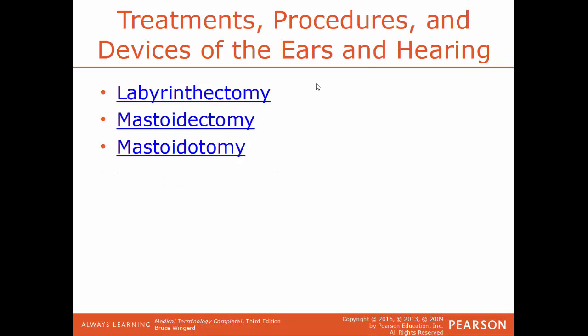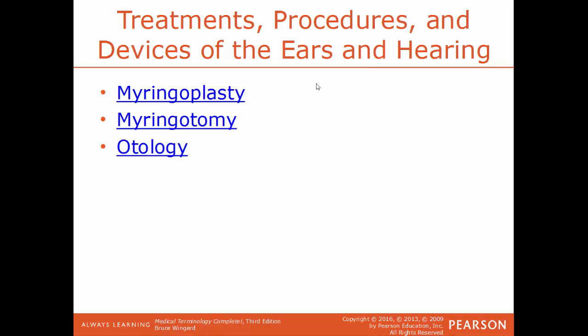Labyrinthectomy, the surgical removal of a labyrinth within the ear. Mastoidectomy, this is the surgical removal of diseased cells from the mastoid. And to do so, you need to cut into the mastoid. That process would be a mastoidotomy. Myringoplasty, the surgical repair of a perforated eardrum. In order to surgically repair the eardrum, you need to be able to cut into that. So that'd be a myringotomy, cutting into the eardrum itself.